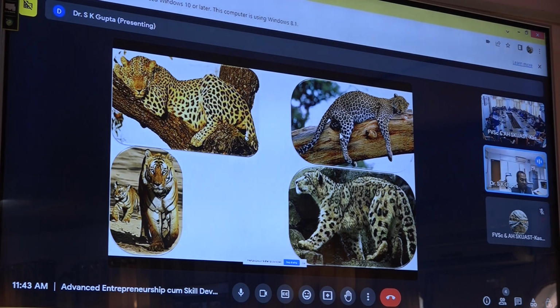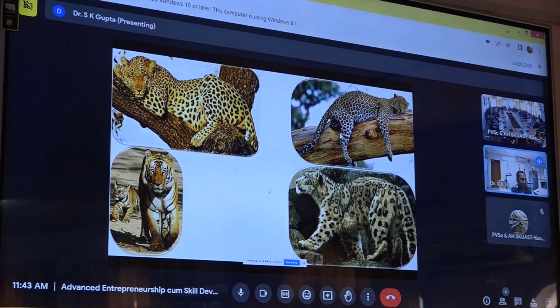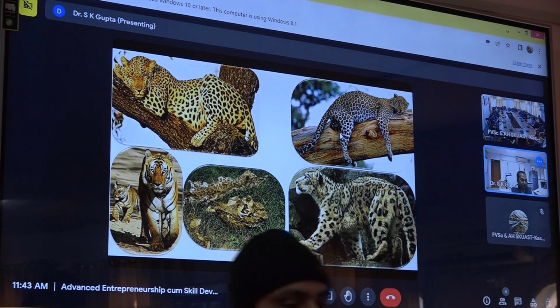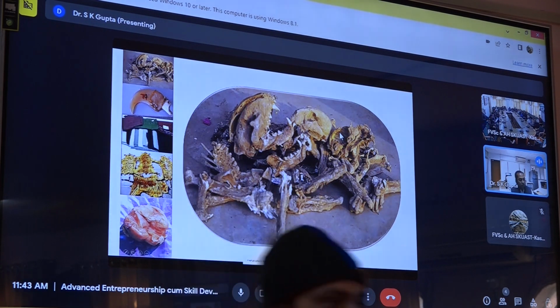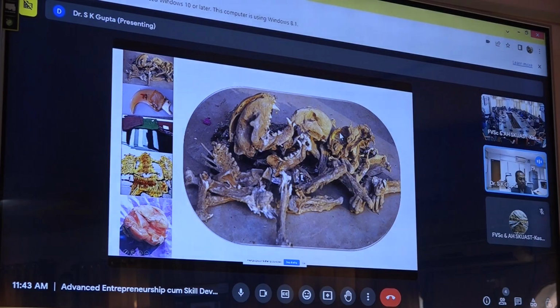The majority of the time, cats were the target, because cat body parts, especially bones, were taken as a very high priced item in the Chinese market for medicinal purposes. So we are receiving a lot of bone consignments in our laboratory from all across the country. Even in a single consignment, you can see three major bones of cats, especially leopard. You can see that there are three heads, three skulls lying here. So at least a minimum of 3 leopards were killed for collecting this many bones.